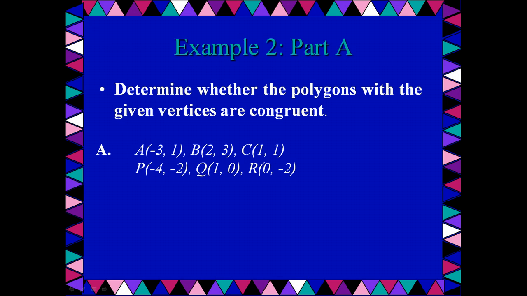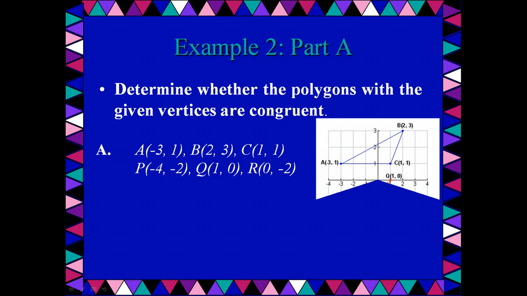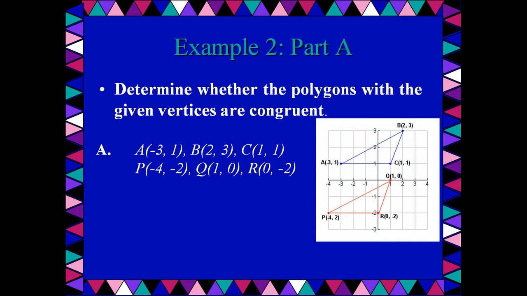For example, determine whether the polygons with the given vertices are congruent. And then we're given some vertices. So our first thing to do would be to plot them on the coordinate plane. Now let's take a look. They look the same, don't they? If I count lengths, each side is the same length as the other. They seem to have the same angles, but let's see if we can figure out what kind of actual transformation this is.